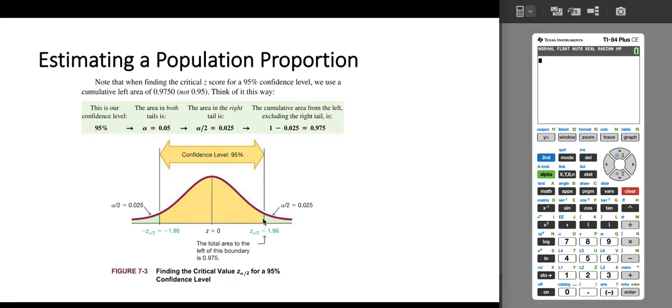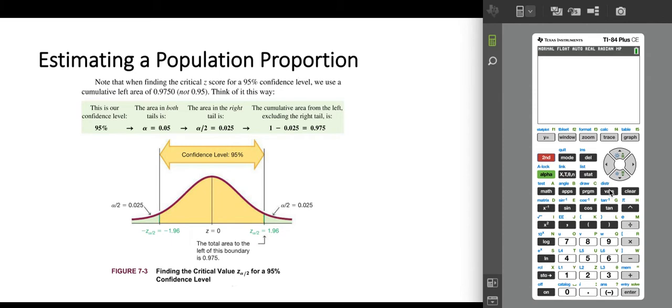To find this critical value right here, we are going to type that in our calculator. We're going to go to the inverse norm function on your calculator. You can follow along with me. You'll see I've already submitted that the area to the left of the z-score we're finding is 0.975. Why 0.975? Why not 0.95? Well, the reason it's 0.975 is because it's this total area 0.95 plus 0.025, this area in the left tail.